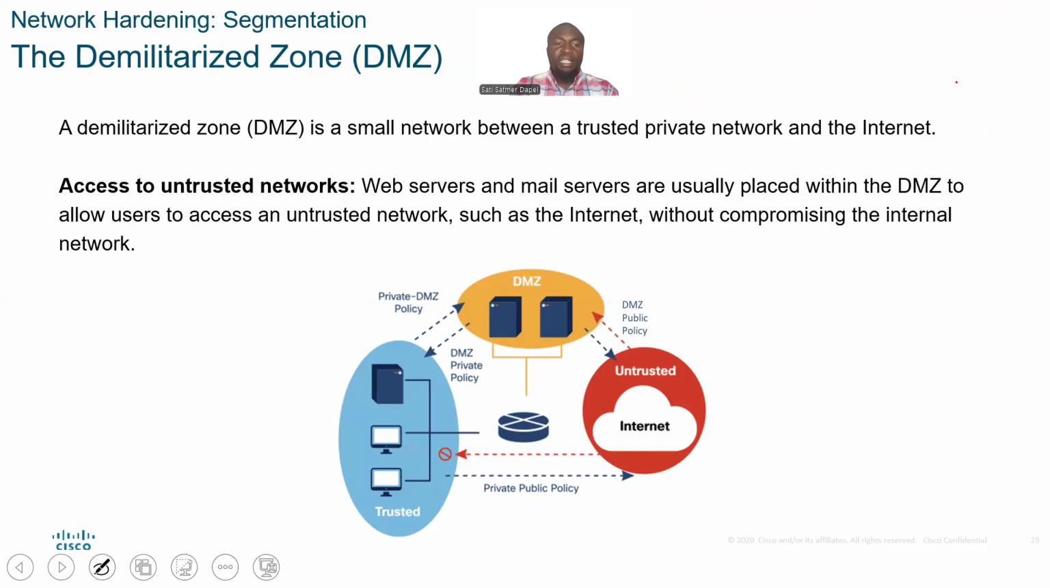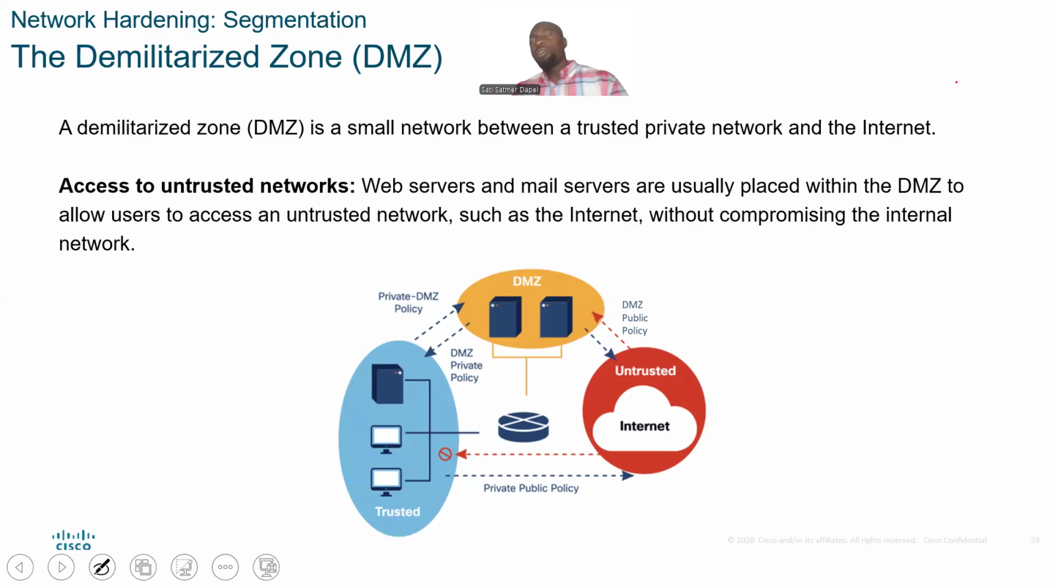Then we have the DMZ, the demilitarized zone. A demilitarized zone is a small network between a trusted private network and the internet. So access to untrusted network. Web servers and mail servers are usually placed within the DMZ to allow users access the untrusted network, such as the internet, without compromising the internal network.